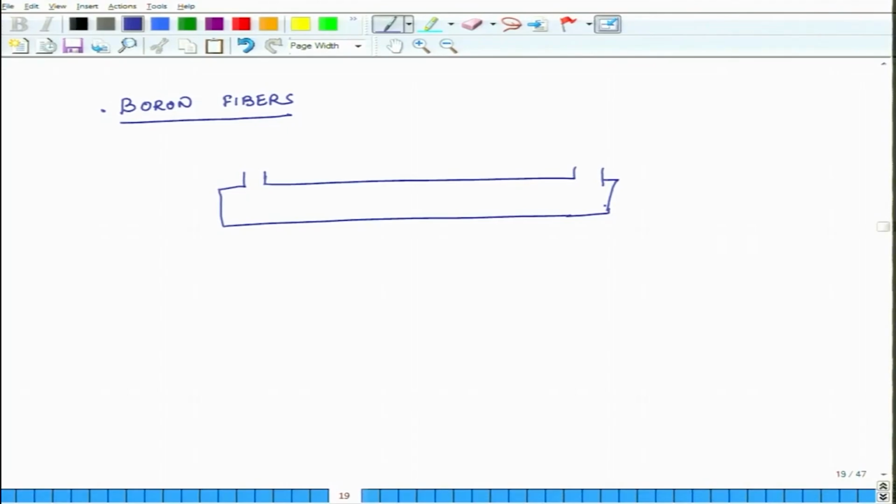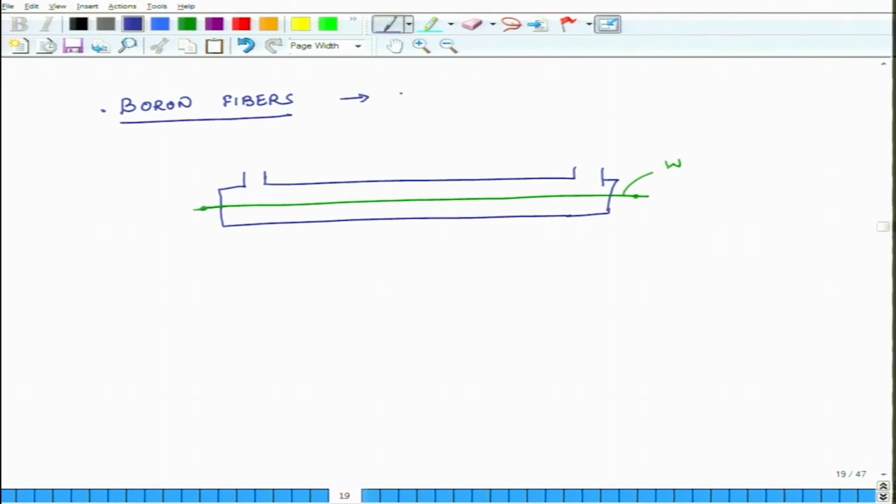So this is a hollow tube, and in this you take a very thin wire, okay, and this wire is of tungsten. So, this is a tungsten core. This could be either tungsten or it could be carbon, tungsten core or carbon core, and then you deposit boron on this tungsten wire. So, how do you deposit boron on it? Through a process known as CVD.